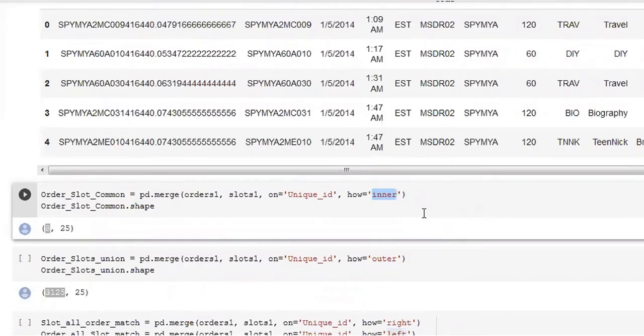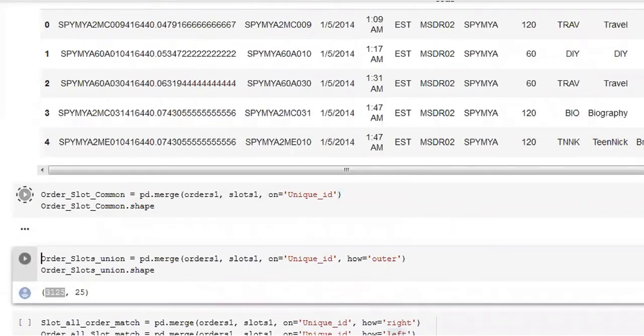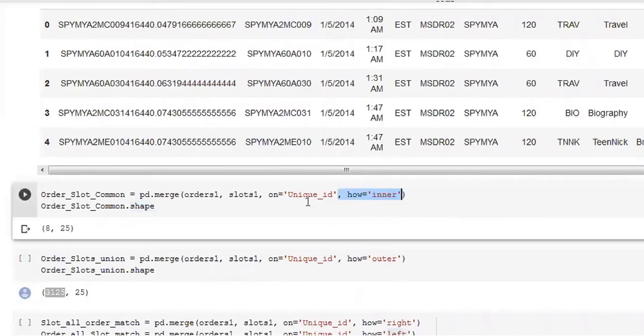Okay. So for inner join, how is not required, right? How is mostly, I don't think it's required. Yeah, by default it is. By default it's inner. But I try to write it so we know what kind of operation we have performed. You don't have to write it because it's by default.